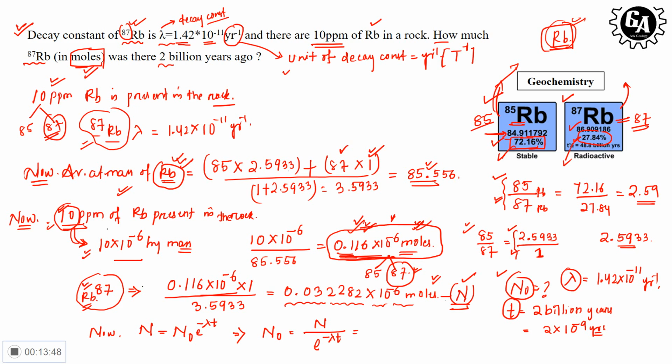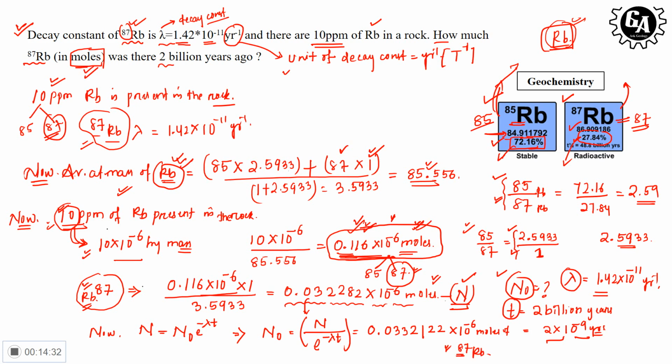This is 0.032282 into 10 to the power minus 6, divided by e to the power. What is the value of lambda? 1.42 into 10 to the power minus 11, and T is 2 into 10 to the power 9. If you simplify these things, then you will get the value 0.03322122 into 10 to the power minus 6 moles of only 87 rubidium, because we are calculating for only 87 rubidium.